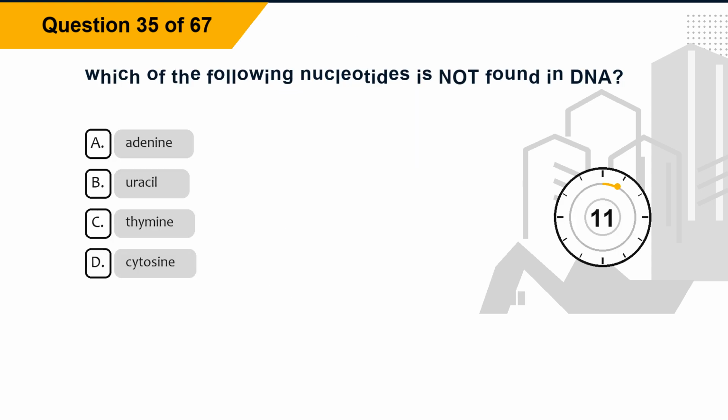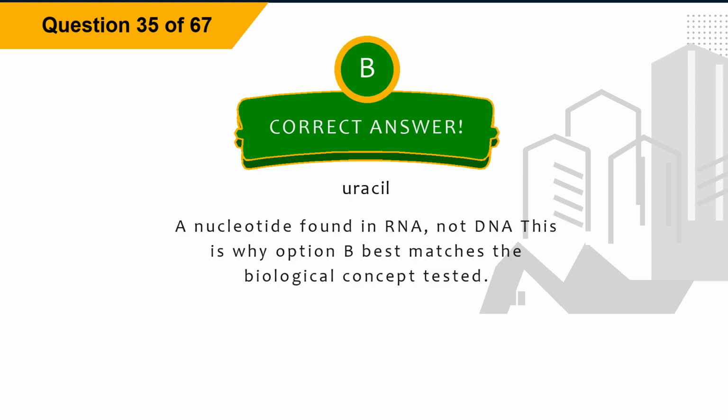Question 35. Which of the following nucleotides is not found in DNA? Option A, adenine. Option B, uracil. Option C, thymine. Option D, cytosine. The correct answer is option B, uracil. Explanation. A nucleotide found in RNA, not DNA. This is why option B best matches the biological concept tested.